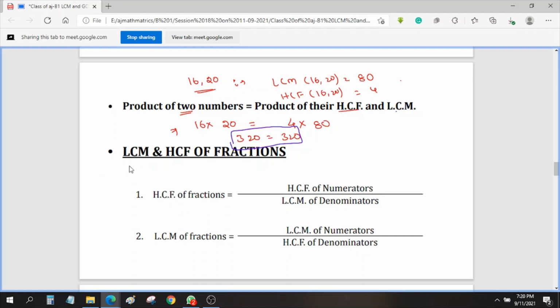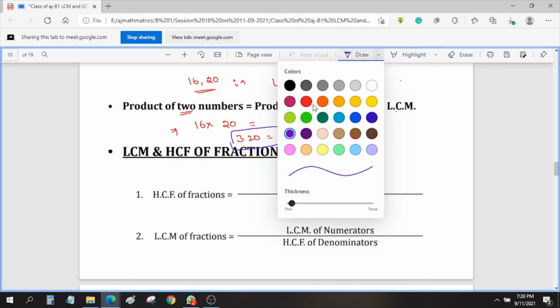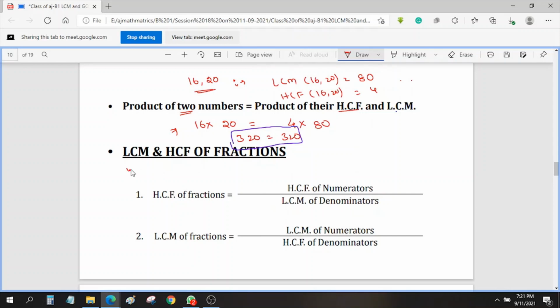Now the next point says, if you want to find out the HCF for fractions, you just need to remember: HCF of numerators by LCM of denominators. And LCM of fractions is what? LCM of numerators by HCF of denominators. Then you may get confused.